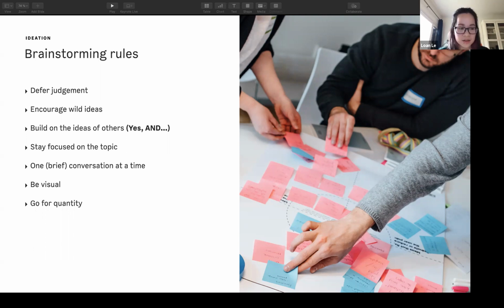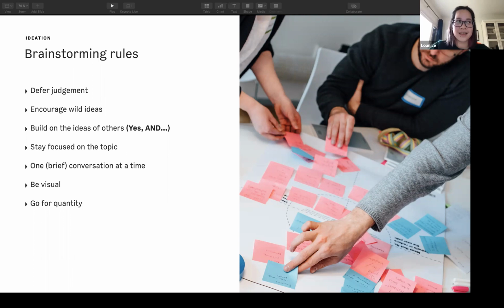Stay focused on the topic. Try to keep the discussion on target. This is hard, but try to keep one conversation at a time. Always think about the challenge of the topic and then stay on track. Be visual. Use color markers, post-it notes, stick your ideas around on the wall so that people can visualize them. And use as few words as possible, doodling if you feel like it.